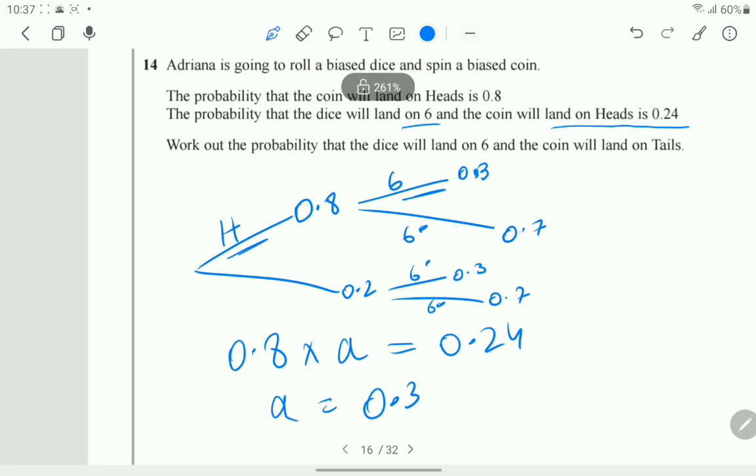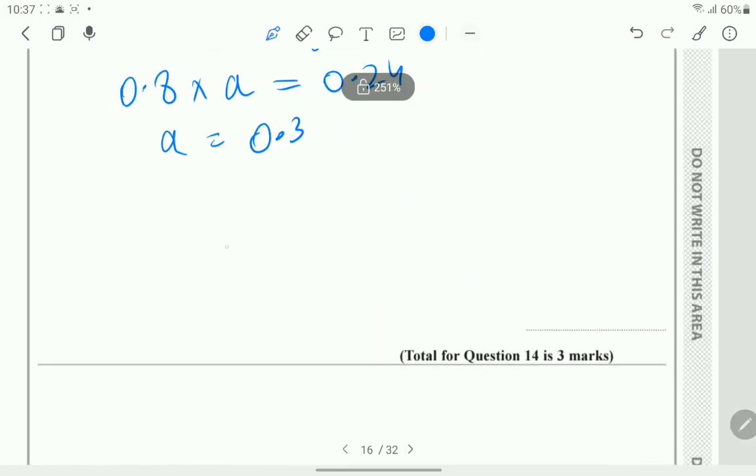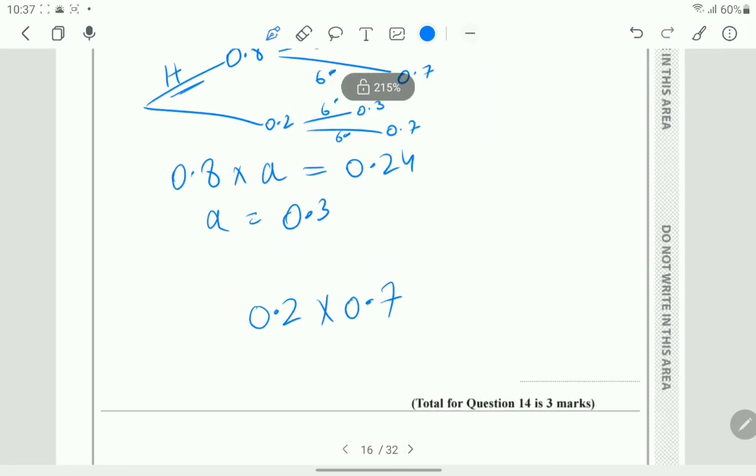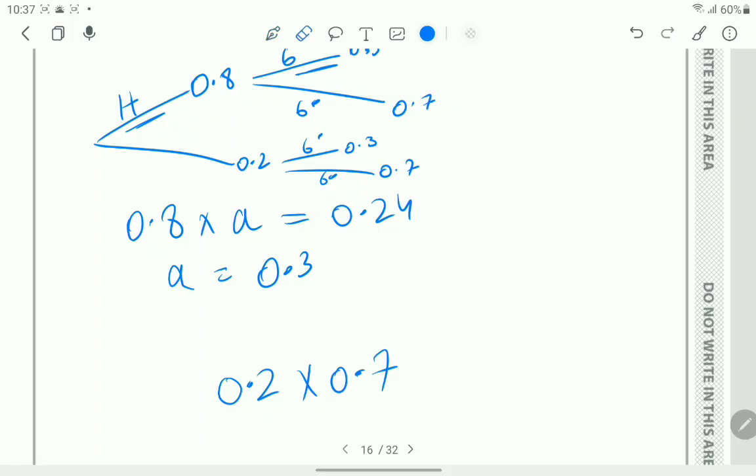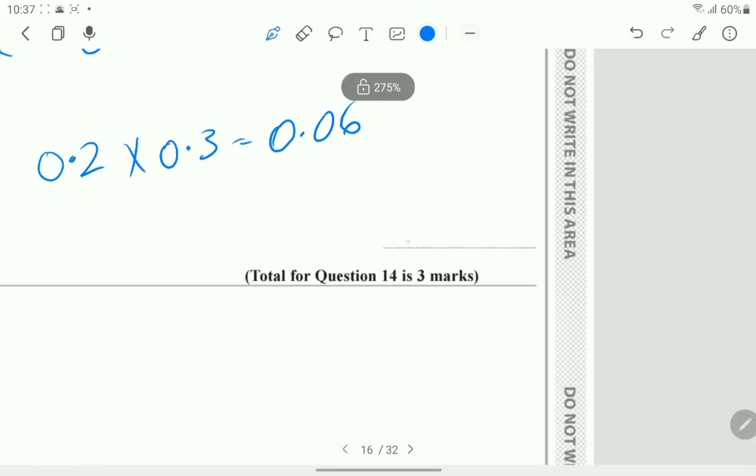So work out the probability that the dice will land on a 6 and the coin will land on tails. So 0.2 times 0.3, because we need a 6 along with the tails. So this is tails 0.2 and a 6 0.3. So 0.2 times 0.3 will be 0.06, and this is your final answer.